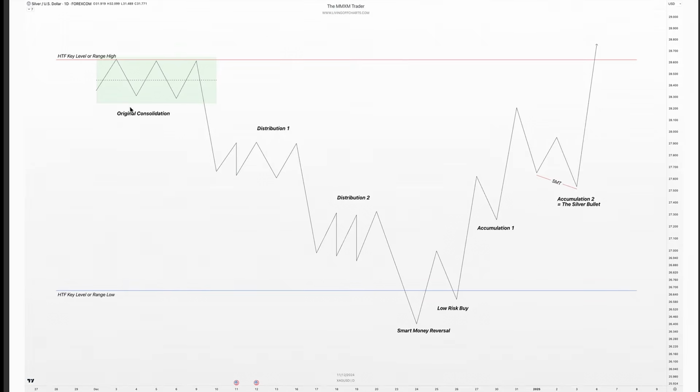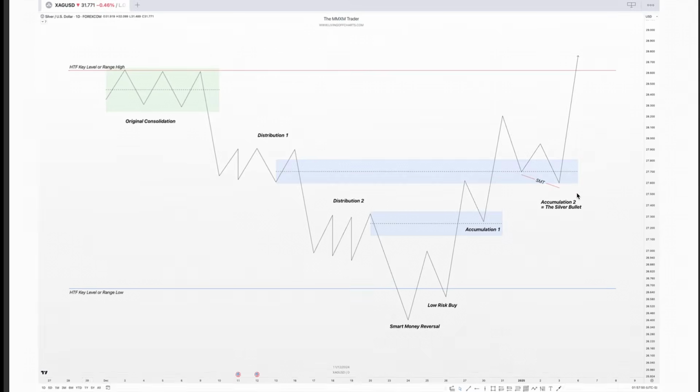You're going to have the original consolidation, which is a range high. You're going to have a distribution phase 1, distribution phase 2. Then you're going to have a smart money reversal, a low risk buy, which only forms after a short-term breaker in here, an accumulation 1, which will happen at old distribution as we covered, and an accumulation 2. The second stage of accumulation or distribution in a market maker model paired with SMT is the silver bullet. It's the highest probability trade you'll have in the market. So this is how we'd anticipate in accumulation phases here. And on the low risk buy, you'd be looking for a breaker here as well. So another point of mitigation.